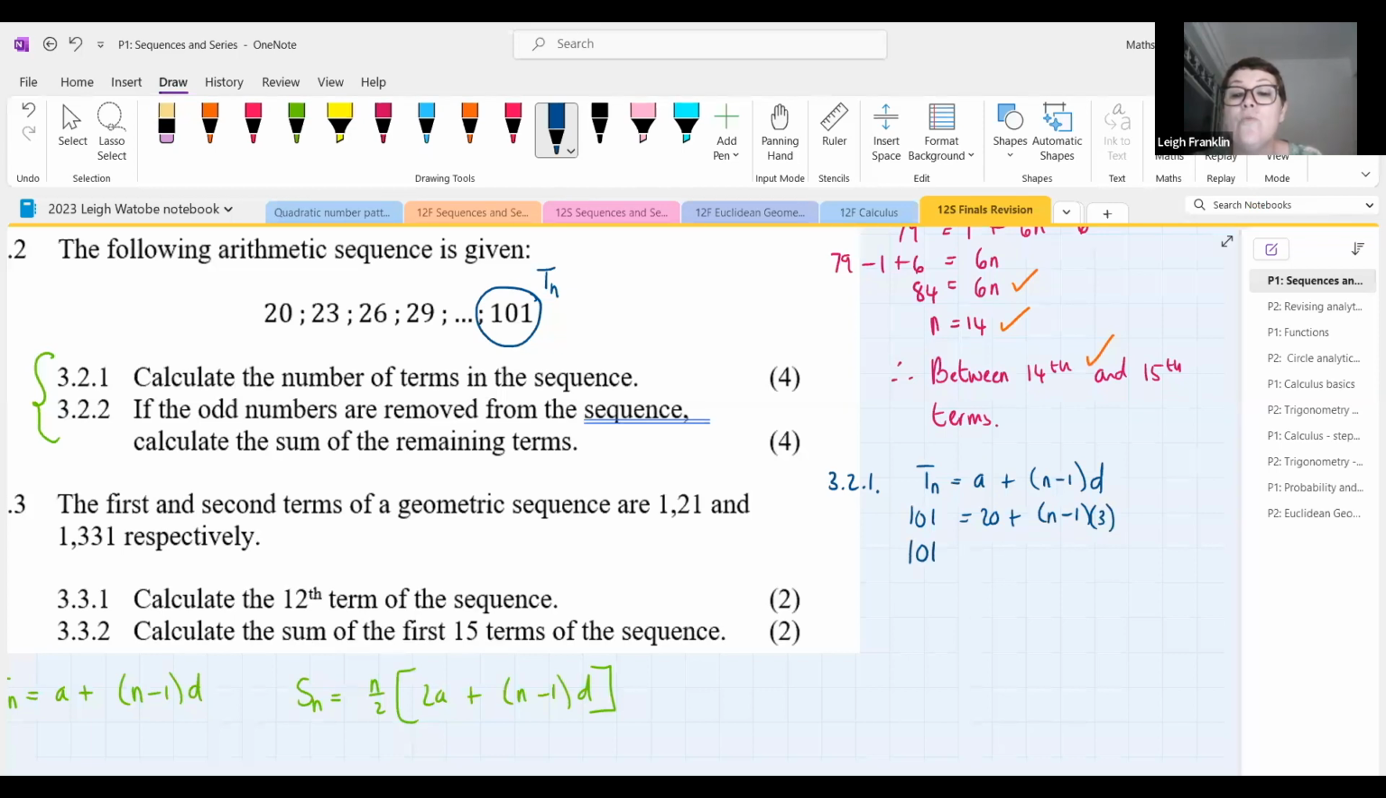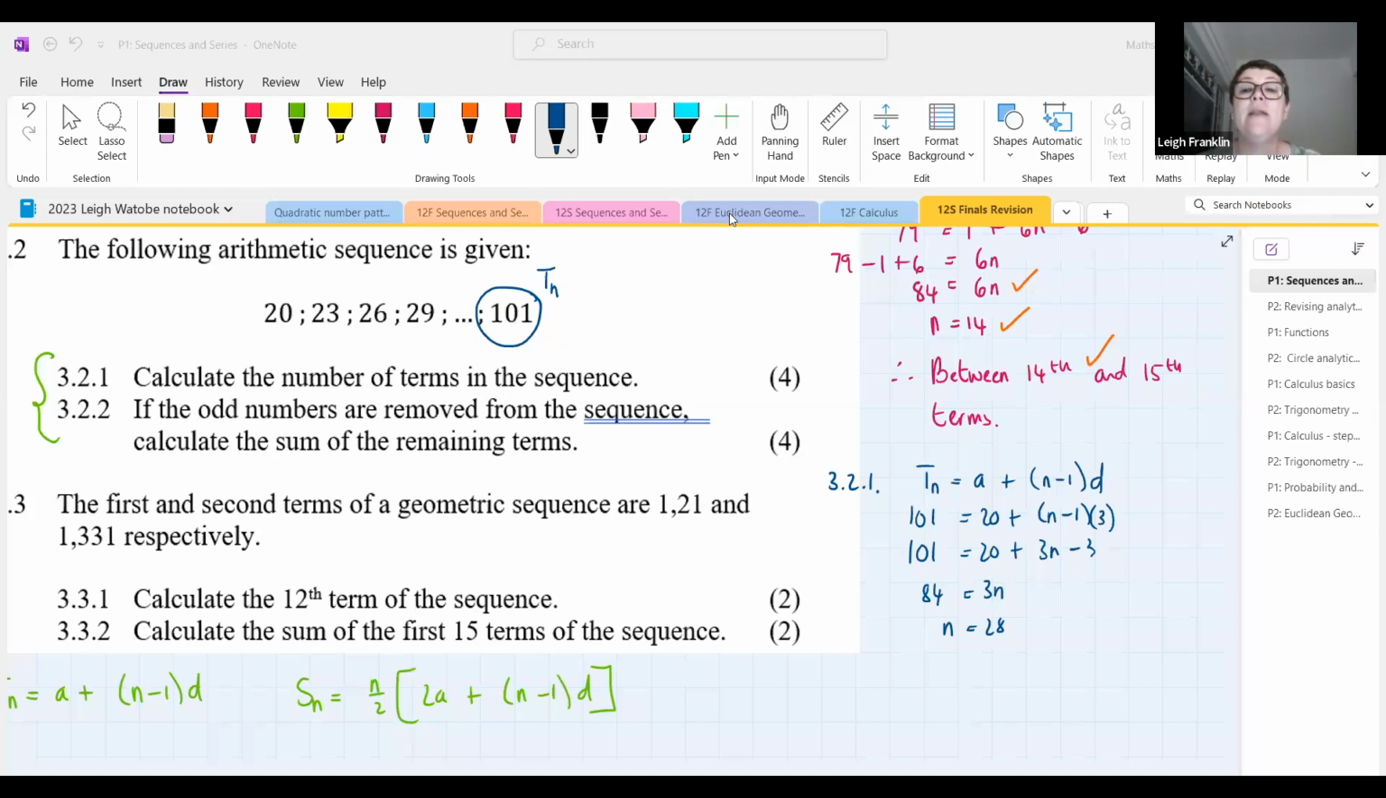So now we've got 101 equals 20 plus 3n minus 3. And if we leave our 3n on this side and we move the 20 and the minus 3 over to the other side, I ended up with 84 on this side, and dividing both sides by 3, I got n was equal to 28. That's it.